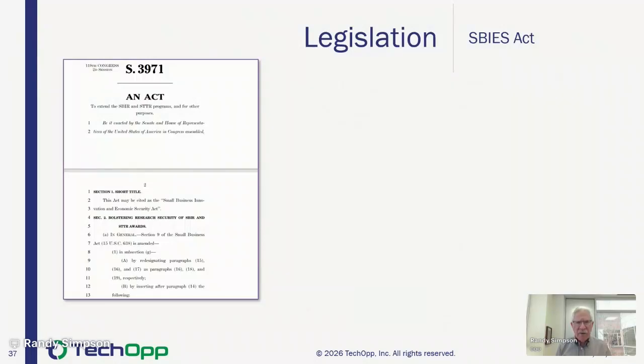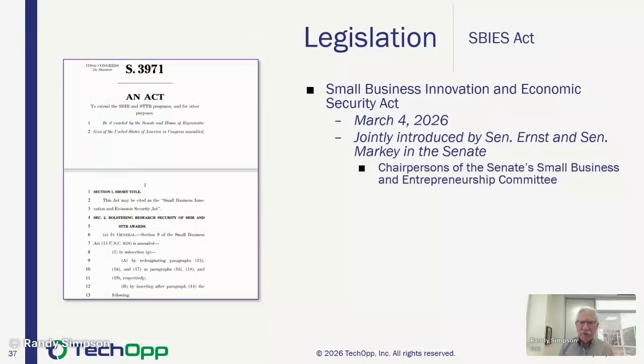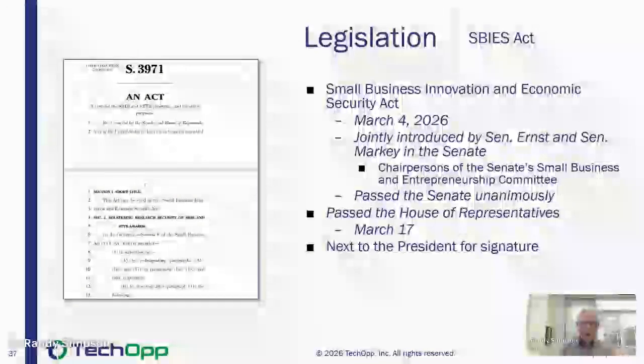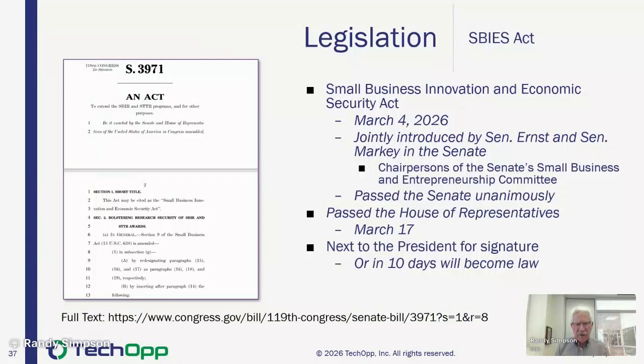This was the act, the Small Business Innovation and Economic Security Act, introduced March 4th. It was jointly introduced in the Senate and passed. It was passed in the House yesterday, March 17th. It goes to the president for signature, or if the president's not signing things in 10 days, it will become law. So we expect that to happen right away.